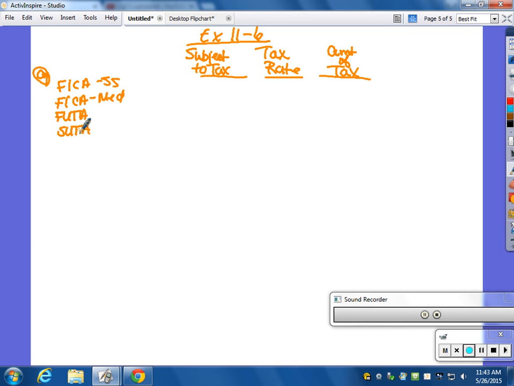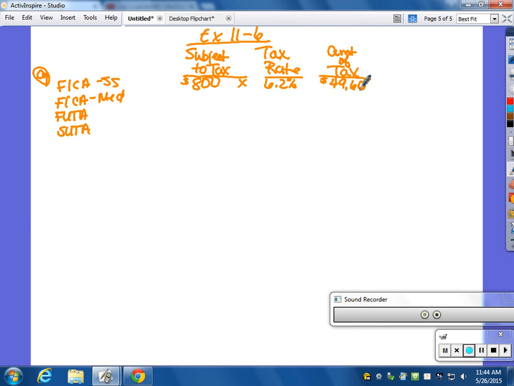For A, the current paycheck is $800. The year-to-date for A is 6,400. So how much of that 800 is subject to FICA Social Security? All of it. Why? It's under 110,100. We're talking about FICA Social Security. The year-to-date is 6,400, which is nowhere near 110,100, right? So the full 800 is subject to tax. The rate is 6.2%. The actual amount of tax is 800 times 6.2%, which is $49.60.